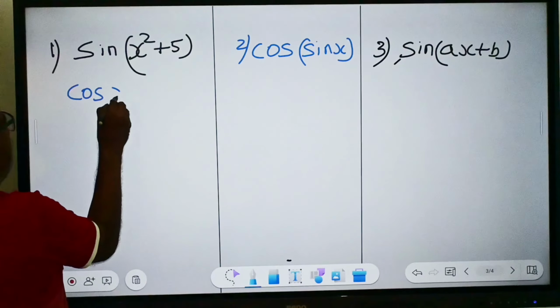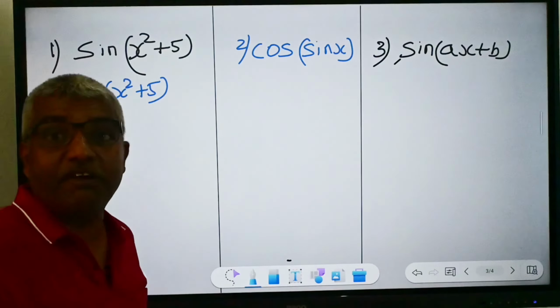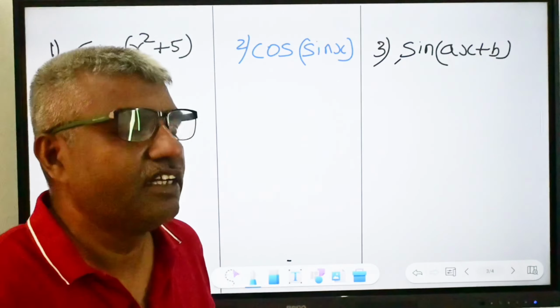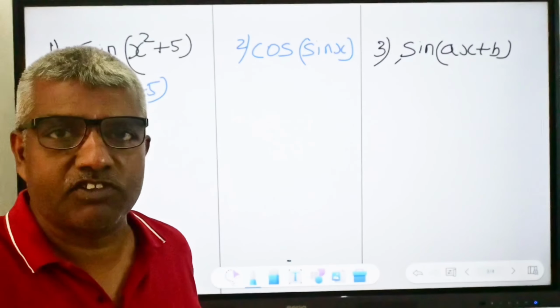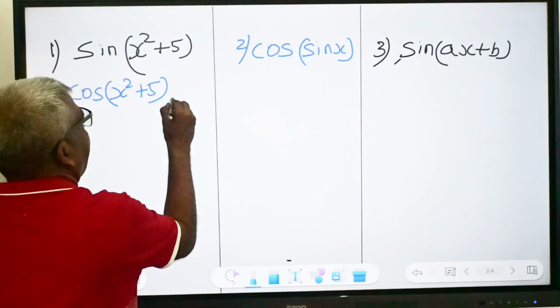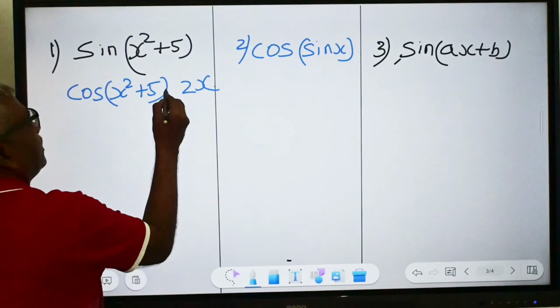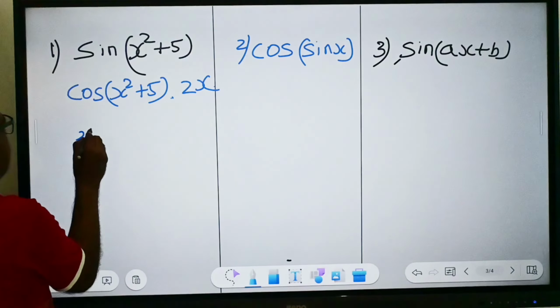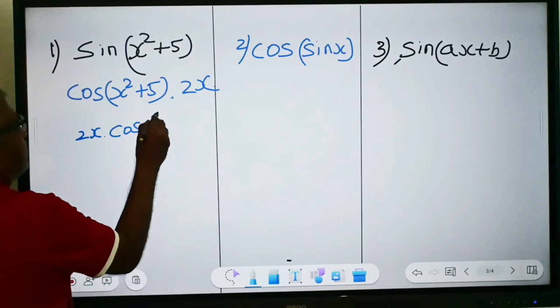Cos of x squared plus 5. Then we have to differentiate x squared. What is x power n? Nx to the power of n minus 1. So x squared differentiates to 2x. It is better to write 2x times cos of x squared plus 5.